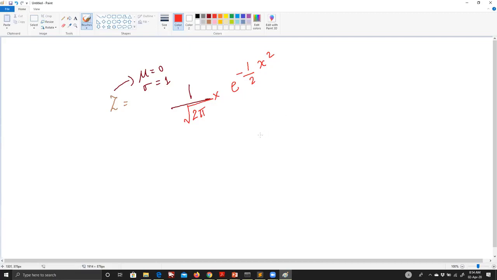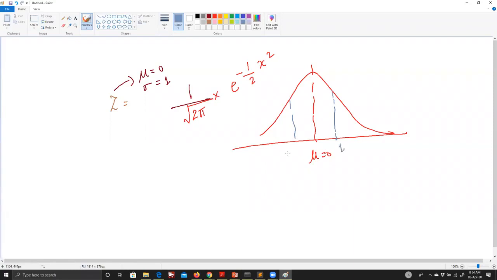So the idea is very simple. The z distribution is a normal distribution where mu is always 0 and the standard deviation is 1. This is 1, this is minus 1. This is your standardized normal curve. Is it clear?